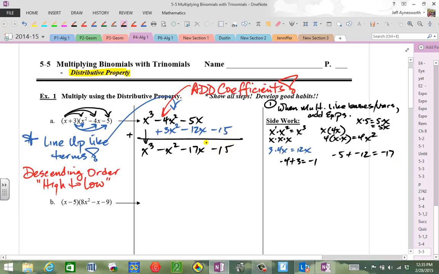Now notice the order here. Look at the degrees: 3rd degree, 2nd degree, 1st degree, and then a 0 degree constant. That's called descending order with respect to its exponents, highest exponent down to the lowest. If you need to do any side work as you learn it, go for it.